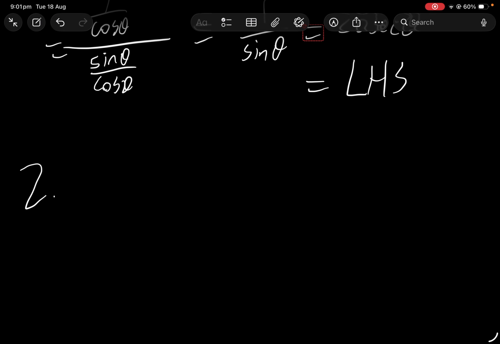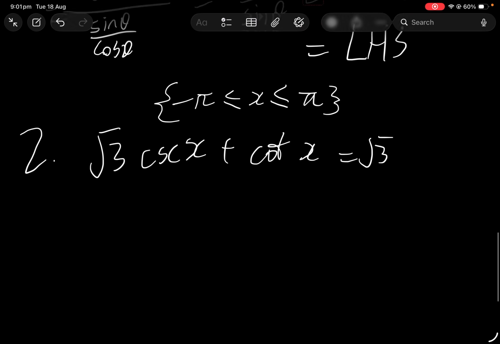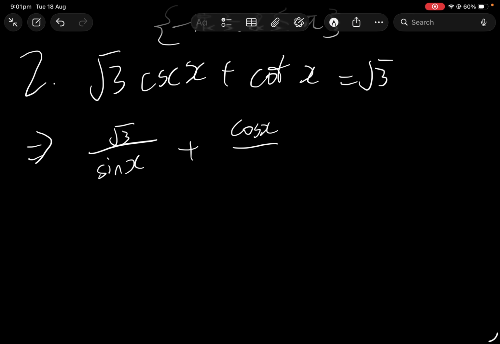Ooh. Okay, so it's a solve. So solve tan x plus cot x equals square root 3, where x is between negative pi and pi. That means we start rearranging. For these, I think I'll just expand them into their actual things because it's kind of weird. That's 1 over sine x plus cos x over sine x equals square root 3.